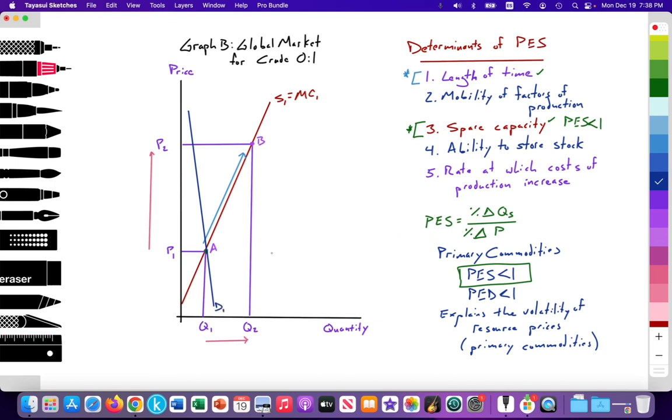And then it shifts out to D2. So here's my D2. There we go. D2 equal to the marginal benefit. This is also equal to the marginal benefit. In the short run, I'm going to hold price constant.